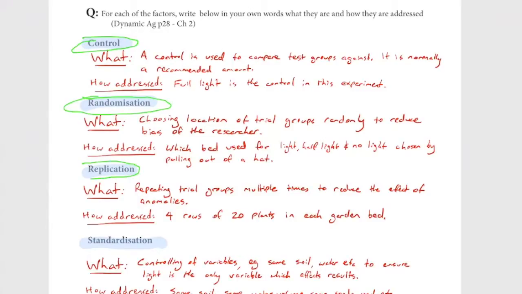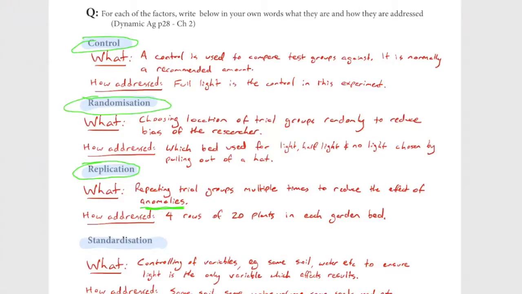Replication is pretty easy, as it sounds like in the name. It's just repeating trial groups. If you're testing amount of fertilizer, you're not going to try one plant with one amount of fertilizer, one plant with another amount of fertilizer. That would not be valid because you can get anomalies occurring, and one plant might happen to be just a better growing plant than the other one, and it might not get any fertilizer but might grow better. So by having lots and lots of replicates, it reduces the effect of anomalies, which is an important bit here.